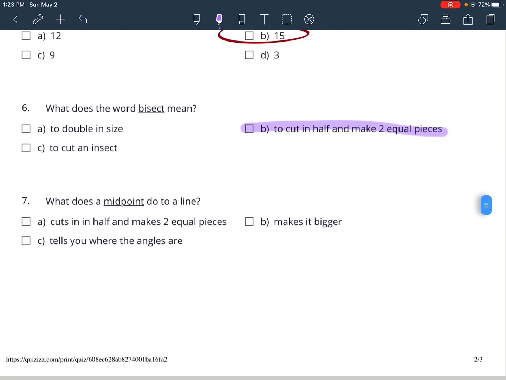Number 7 wants to know, what does the midpoint do? Well, it's just like a bisect. You're going to make something in the middle. A midpoint is the middle point. It's the point that's in the middle. It cuts in half. It makes 2 equal pieces again. That's exactly what it does.